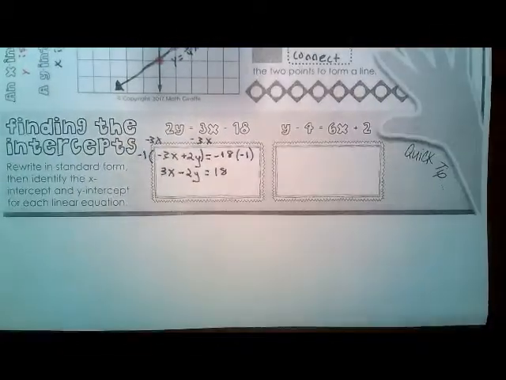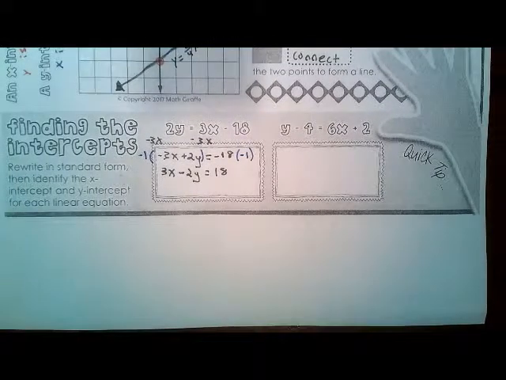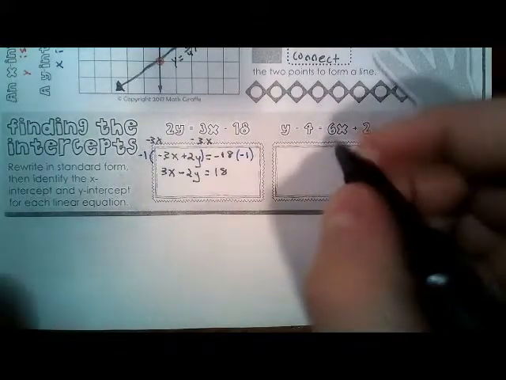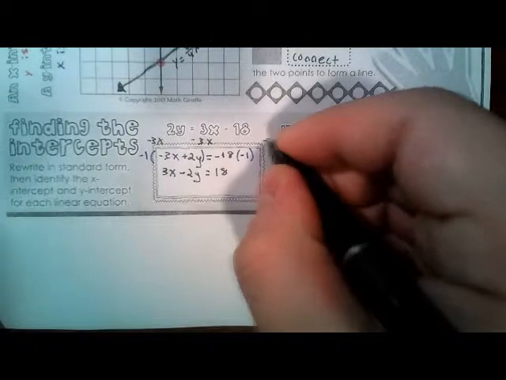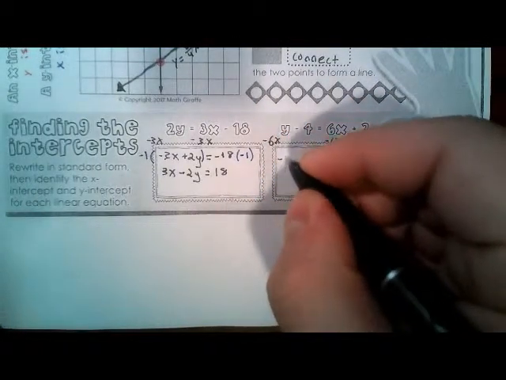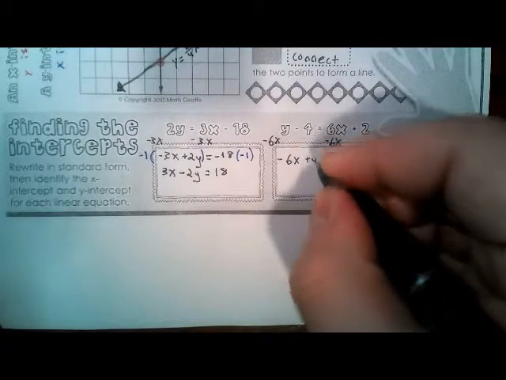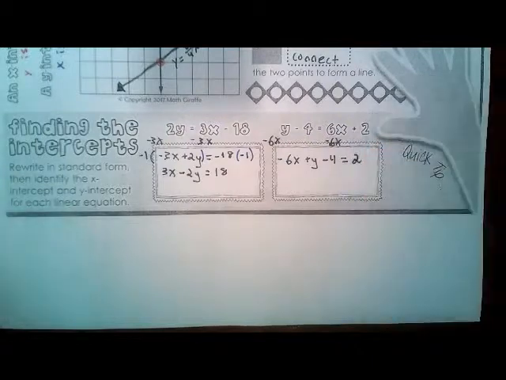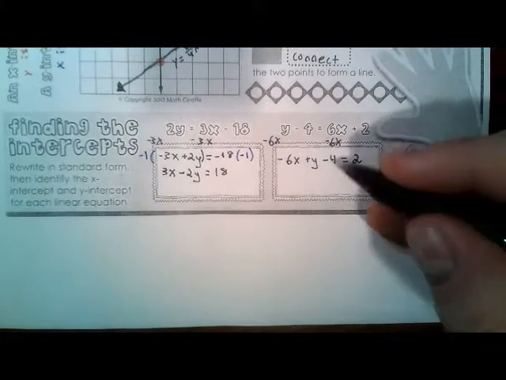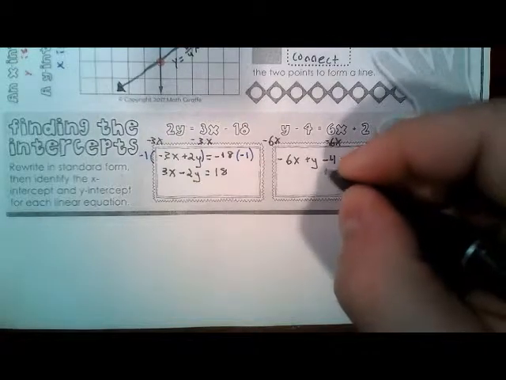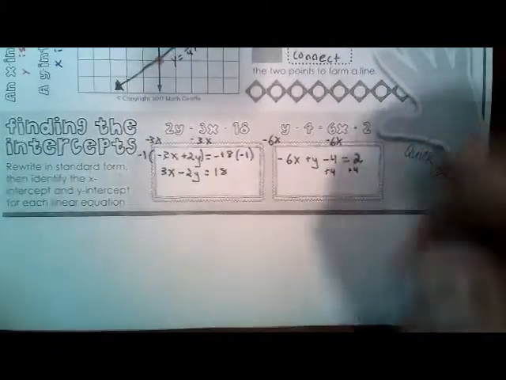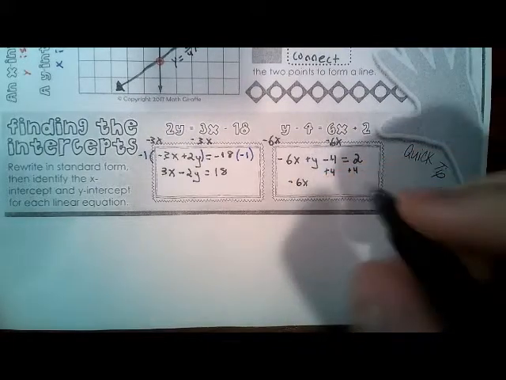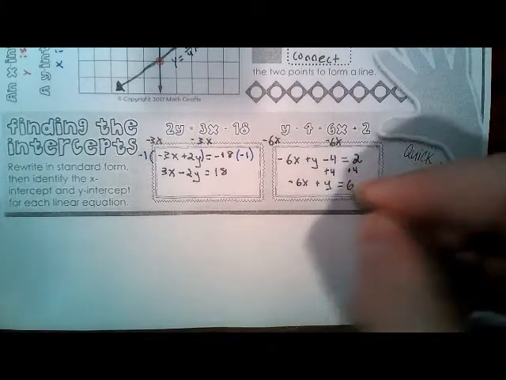Now this second one here is a little bit more tricky. We still want to get the x and the y on the same side, but we've got some extra terms to move around. So I'm going to start with subtracting 6x from both sides. And that gives me negative 6x plus y minus 4 equals positive 2. Now, I have to move this 4 over here, so I'm going to add 4 to both sides. And I get negative 6x plus y equals 6.